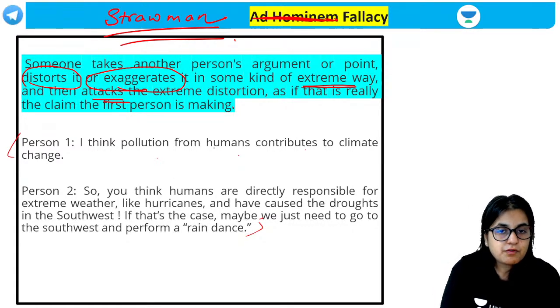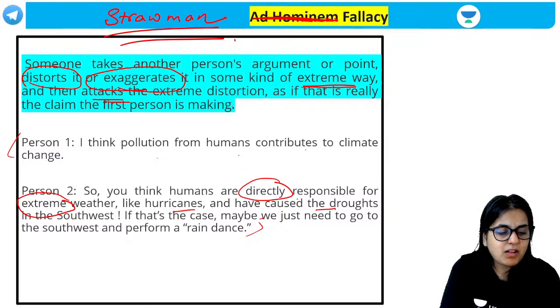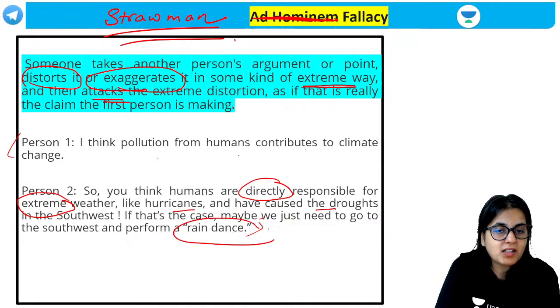Okay, so I think pollution from humans contributes to climate change. So you think humans are directly responsible for extreme weather like hurricanes. देखो कैसे exaggerate करते हैं इसको. तिल का ताड़, or राई का पहाड़. To make a mountain out of a molehill. Right. So you think humans are directly responsible for extreme weather like hurricanes and have caused the droughts. If that's the case, maybe we just need to go to the southwest and perform a rain dance.